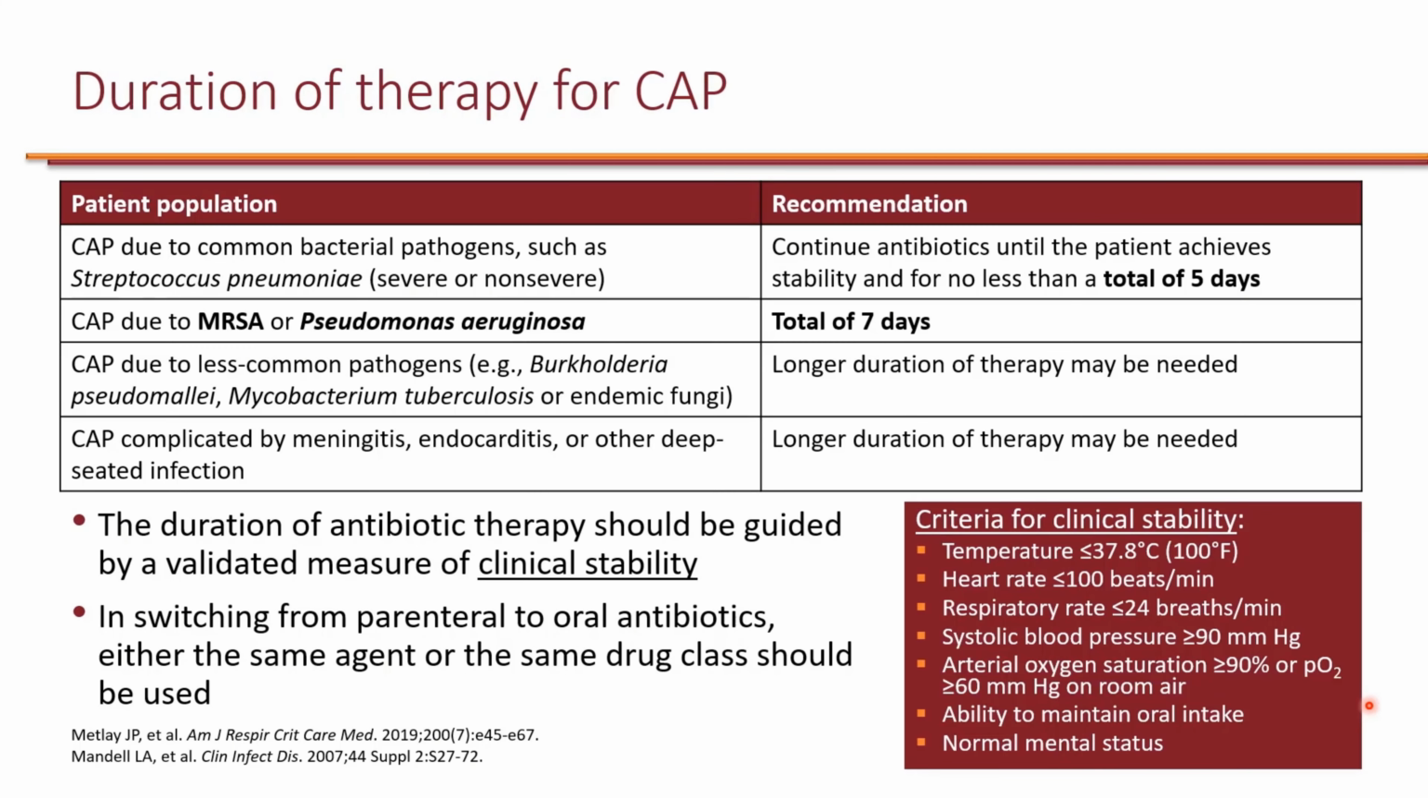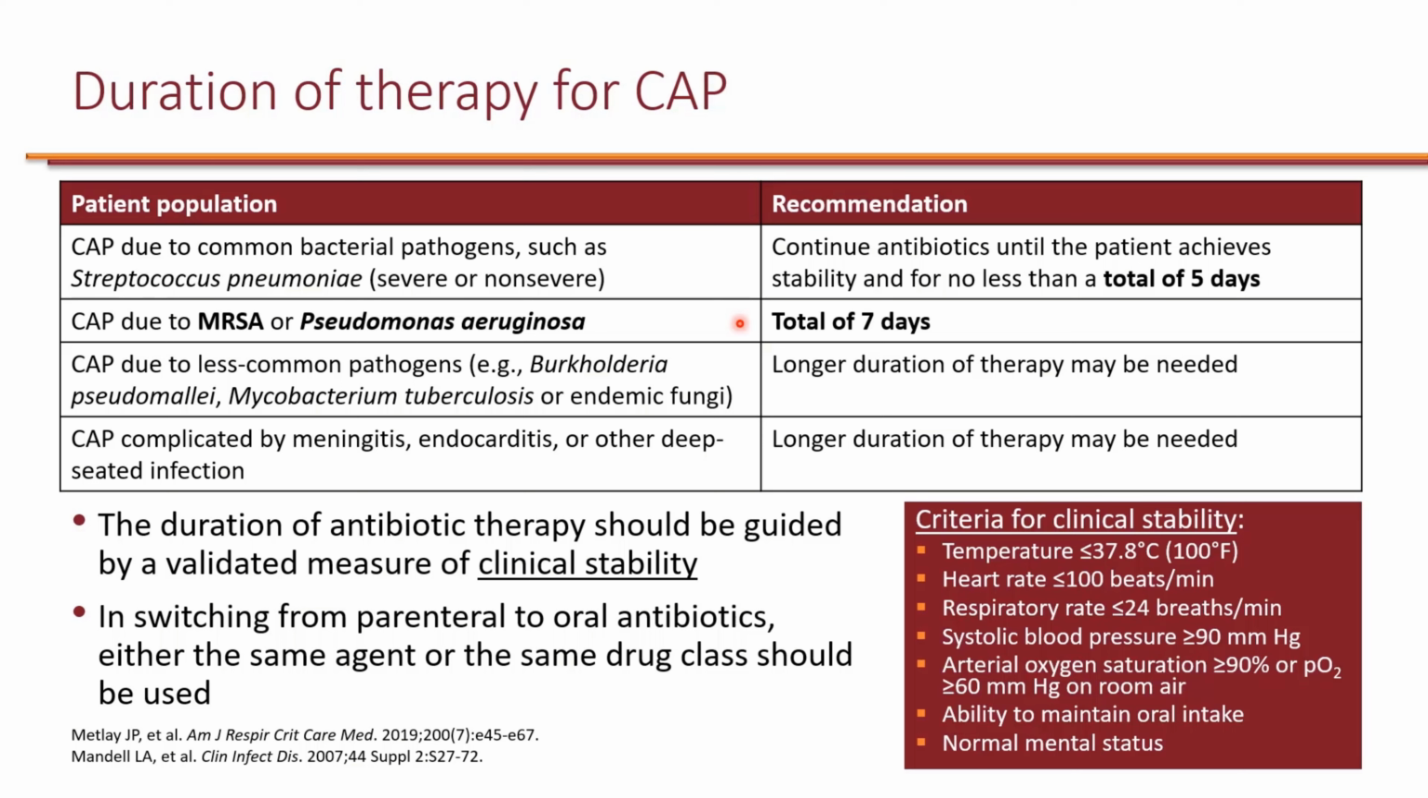Now, when it comes to duration of therapy for community-acquired pneumonia, it should be guided by a validated measure of clinical stability. And in general, criteria for clinical stability, which are actually from the 2007 IDSA guideline, is that you use things like vitals, so temperature, heart rate, respiratory rate, systolic blood pressure, oxygenation of the blood, as well as ability to maintain oral intake and normal mental status.